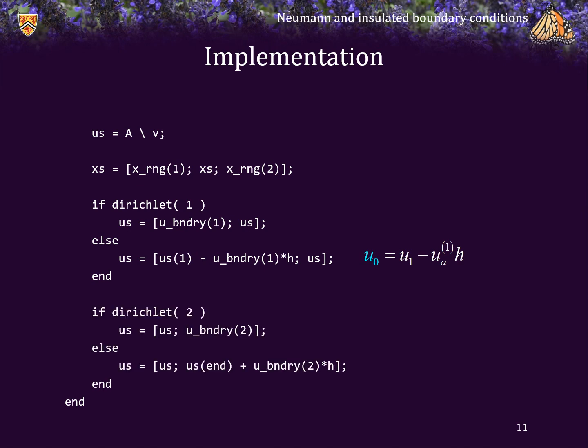Similarly, if the right-hand condition is Dirichlet, the value at the right-hand endpoint is given. Otherwise, again, we use the same expression as before to determine the value of the solution at the right-hand endpoint. And as you will recall in MATLAB, when the function exits, whatever value the return values have, that is what is returned. And you will recall that the return values for this function were xs, the x's, and us, the u's.